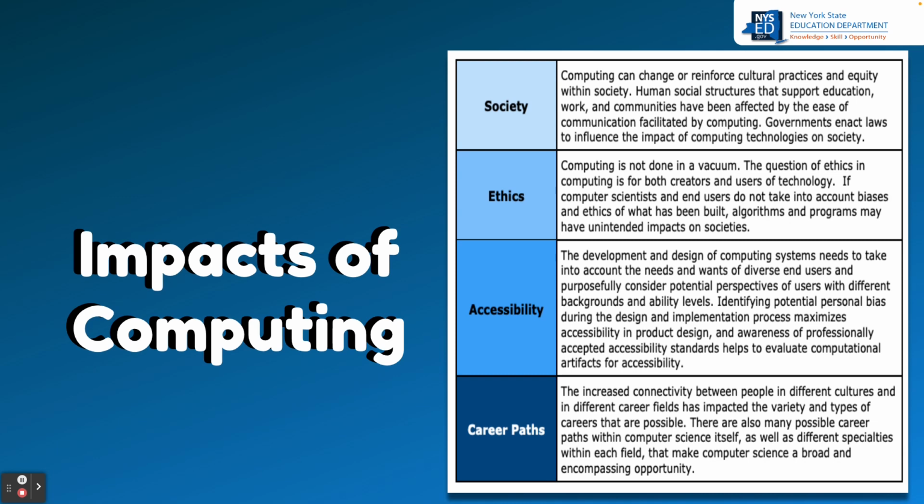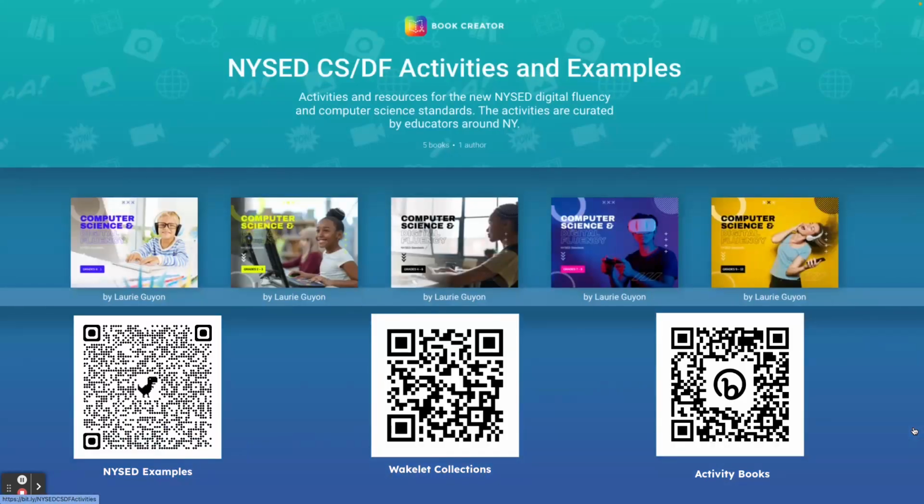Then there is accessibility, where we're thinking about the design of the technology that we have and making sure that it's accessible for everyone. And then finally, we have career paths, where we're taking a look at the different fields of computer science. What we're going to do is take a real quick overview of the standards. We're going to look at it through the activity books, but you certainly can go to the link on that first page of the slide deck if you'd like to look at them from the State Ed perspective.